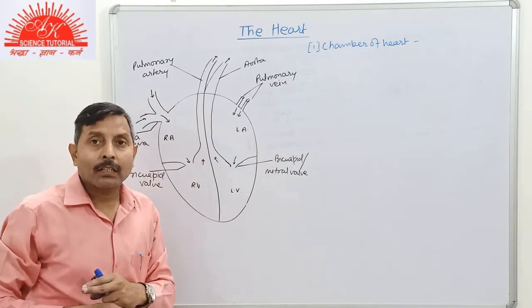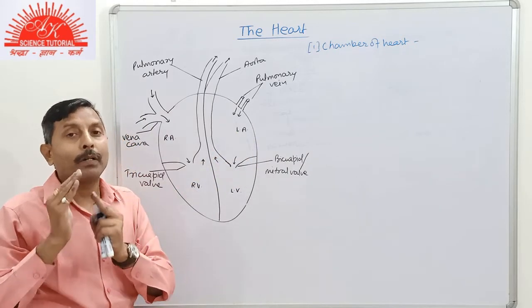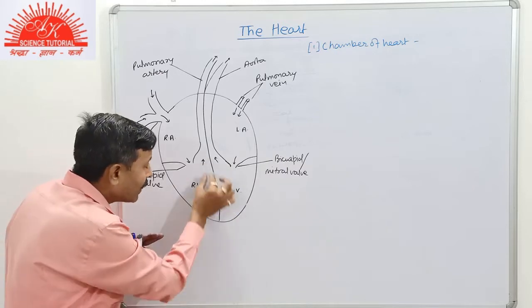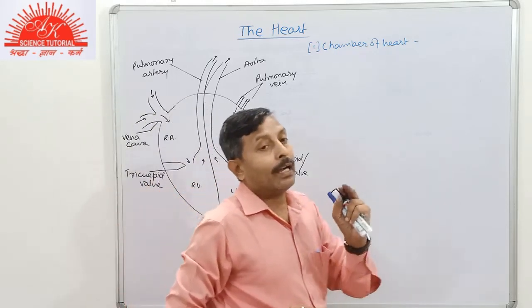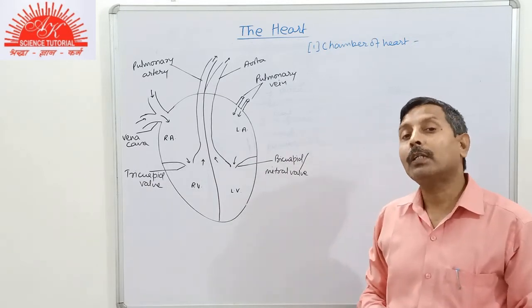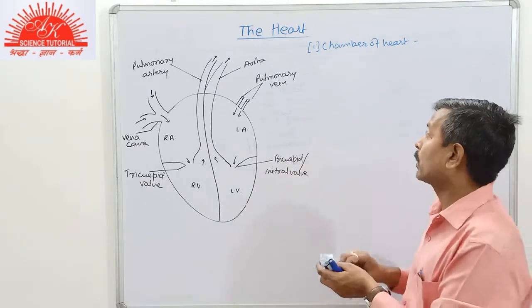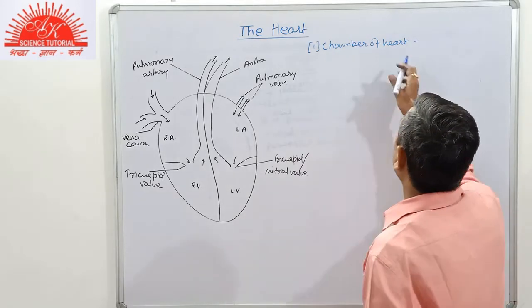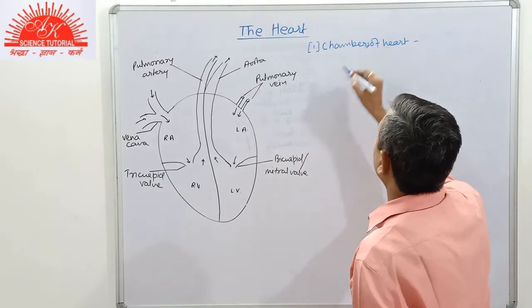In reptiles, the heart is incompletely four-chambered. Here is the partial division. And again, in birds and mammals, the heart is four-chambered. So we have four chambers. Now the chambers of the heart.